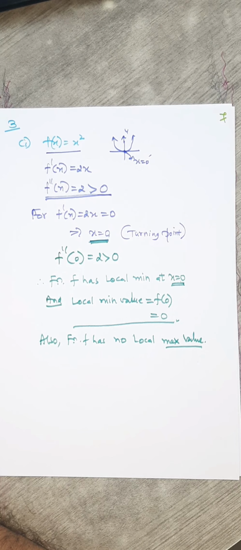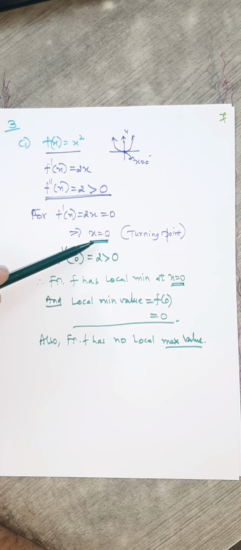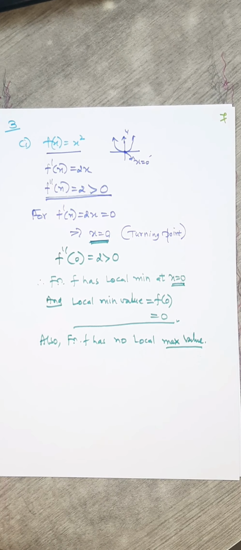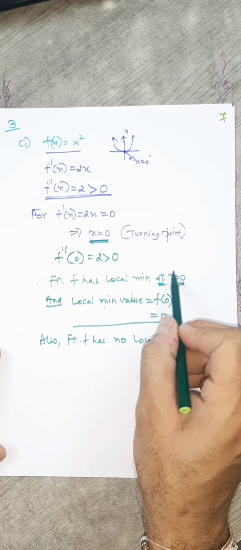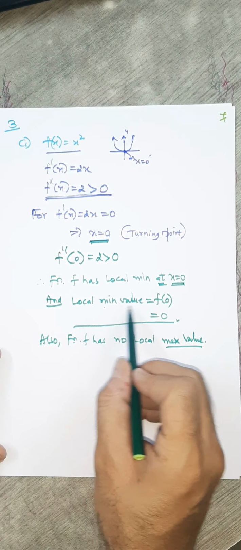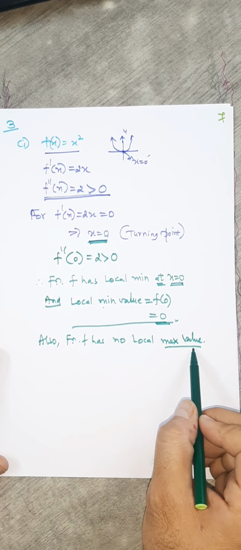What I did first, I differentiated. How many times? Two times, just differentiated twice. And then for the turning point, you put the derivative equals 0. So I have put the derivative equals 0, and you get this point. That means at 0 the function has a turning point. So the local minimum is at 0. And what's that local minimum value? It is also 0. f has no local maximum value.